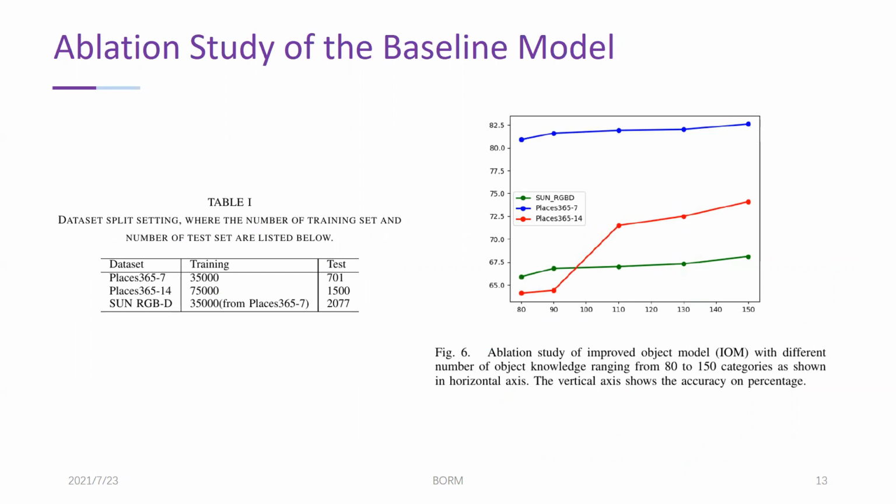The ablation study of the baseline model is shown in Figure 6. As the number of object classes increases, the performance of the scene recognition also increases. Surprisingly, the IM baseline surpasses the object model with over 20.5% accuracy on average.